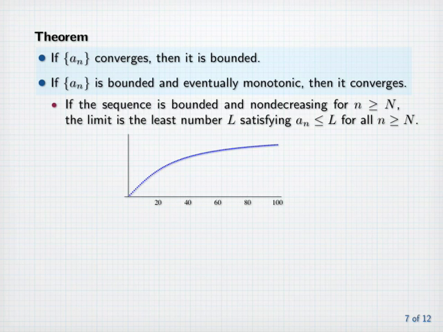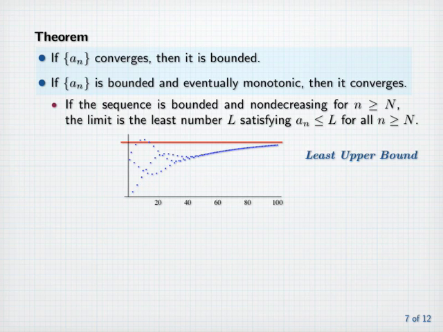Here's the graph of a bounded increasing sequence. The limit is the least number that's greater than or equal to every term of the sequence. We call this number the least upper bound of the sequence. So a bounded non-decreasing sequence converges to its least upper bound. Here's the graph of a sequence that is eventually non-decreasing. The limit is not an upper bound of the sequence necessarily, but it is the least upper bound of the part of the sequence that is non-decreasing.